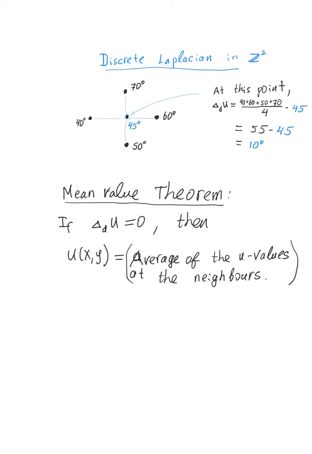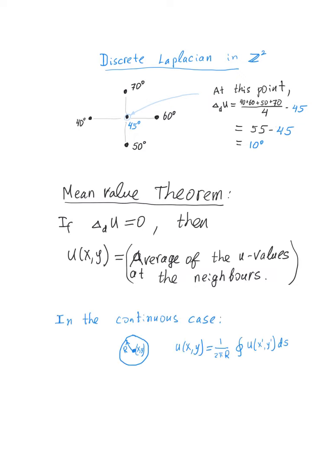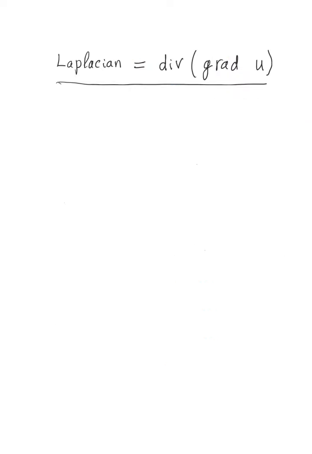An immediate consequence of this is the mean value theorem, that if the discrete Laplacian is 0 at some point, that means that the value of our function at that point is the average of the values of that function at the neighbors. The continuous case is similar. The value of u at the point is the average of the values of u on a circle centered at that point. Another application of Laplacian comes from physics.